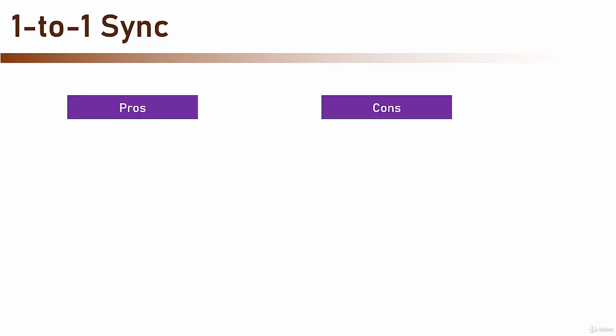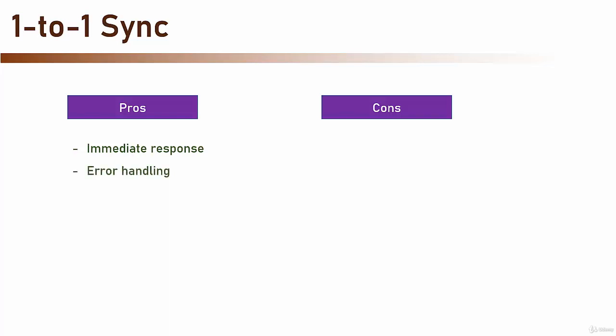Now, as with everything in software development, there are pros and cons for this pattern. Let's begin with the pros. With One-to-One Sync, we get an immediate response. We don't need to wait for an unknown time until someone will trigger the response. Our code triggers it, and so we can expect an almost instant response.